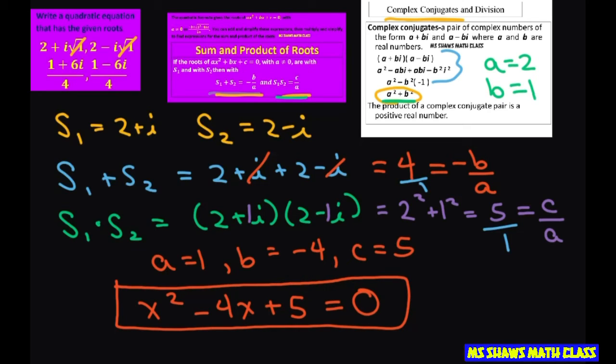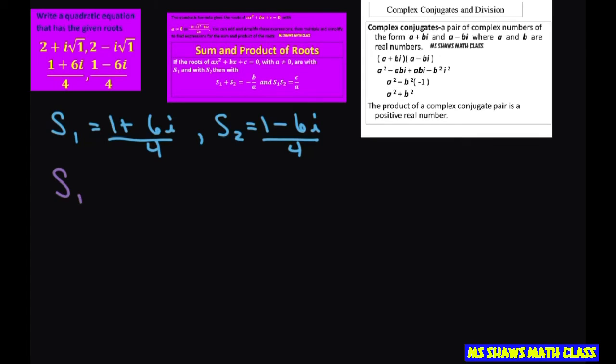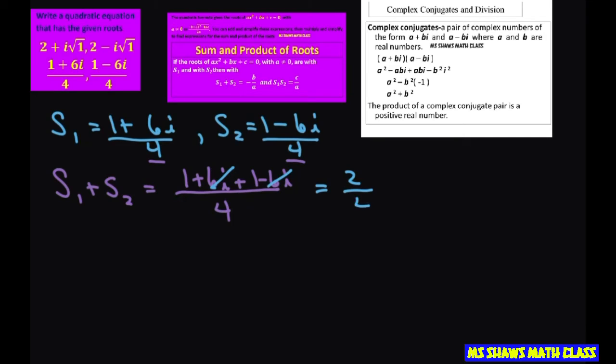All right. Now let's do the next one. Same thing. We have solution 1 equals 1 plus 6i divided by 4, and solution 2 is 1 minus 6i divided by 4. So we're going to do the same procedure. We're going to add these up. Since 4 is the same, that's our common denominator. So basically we get 1 plus 6i plus 1 minus 6i. The i's cancel. So we just have this equals 2 divided by 4.